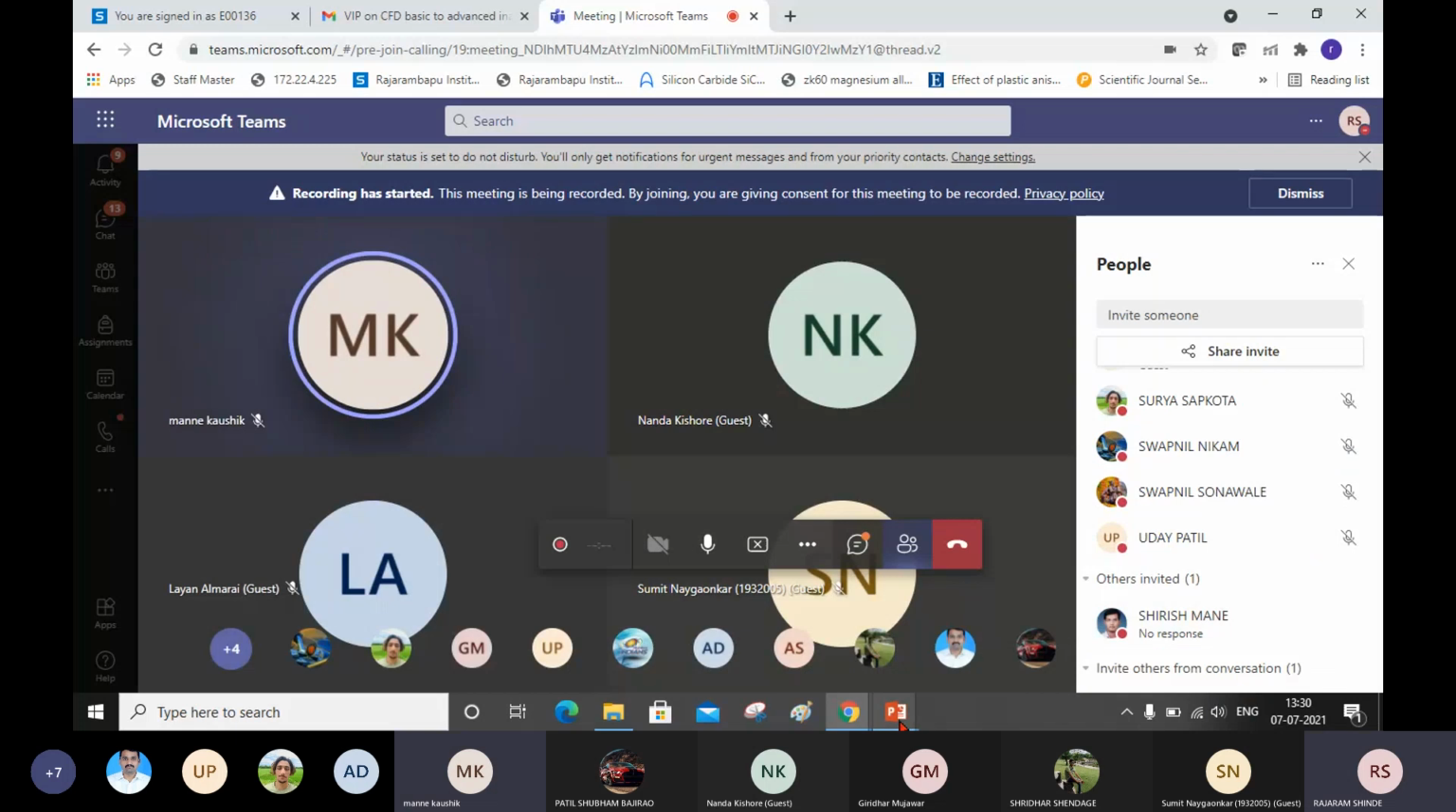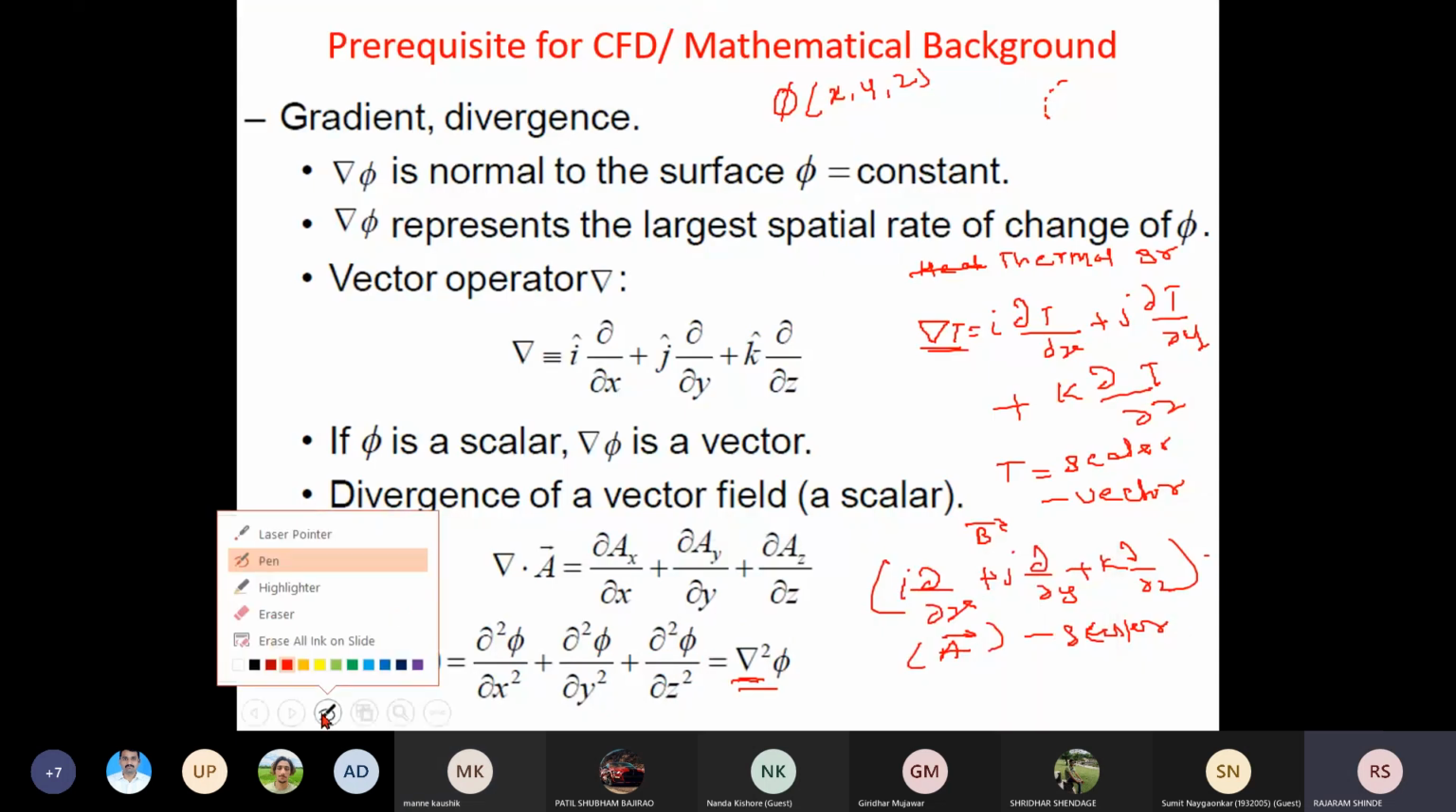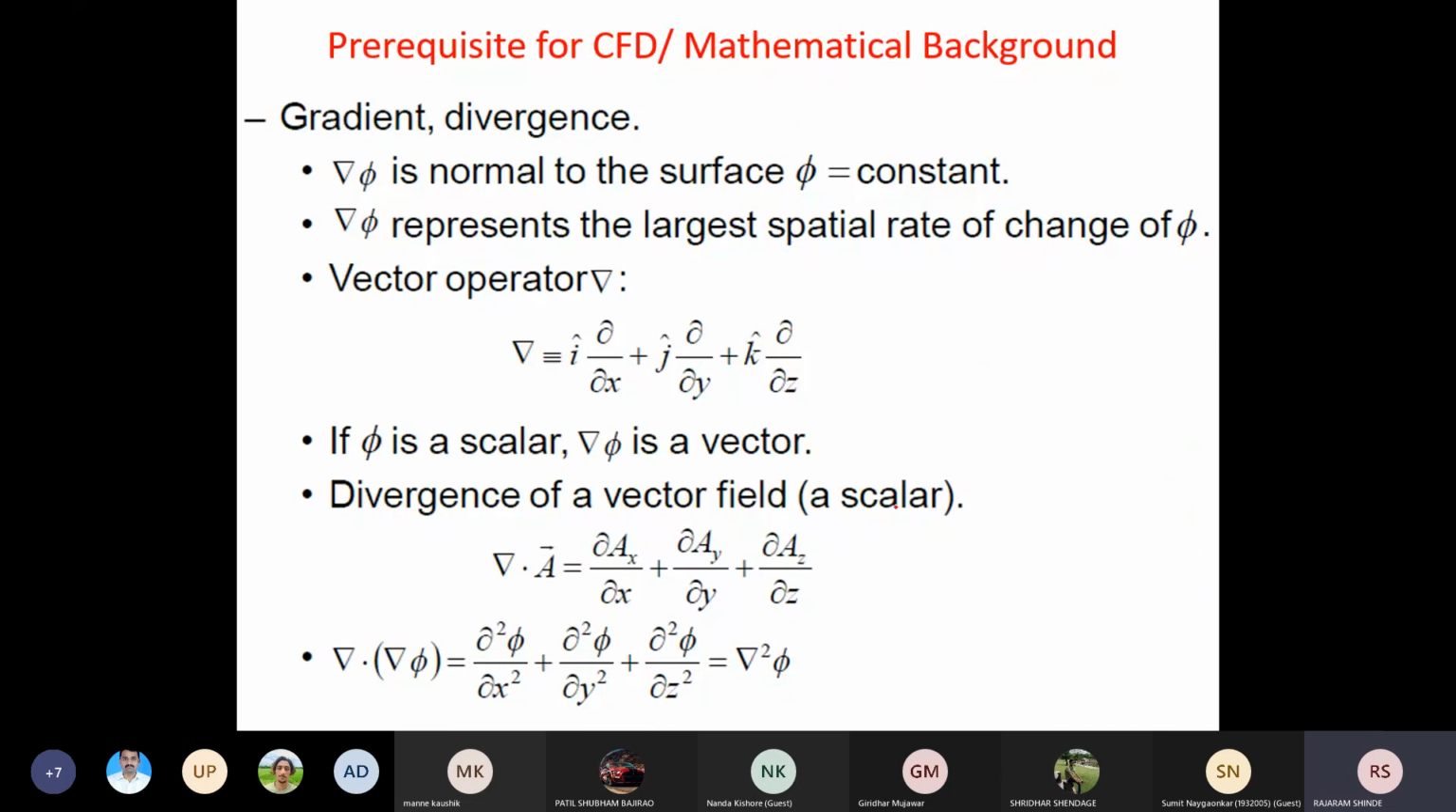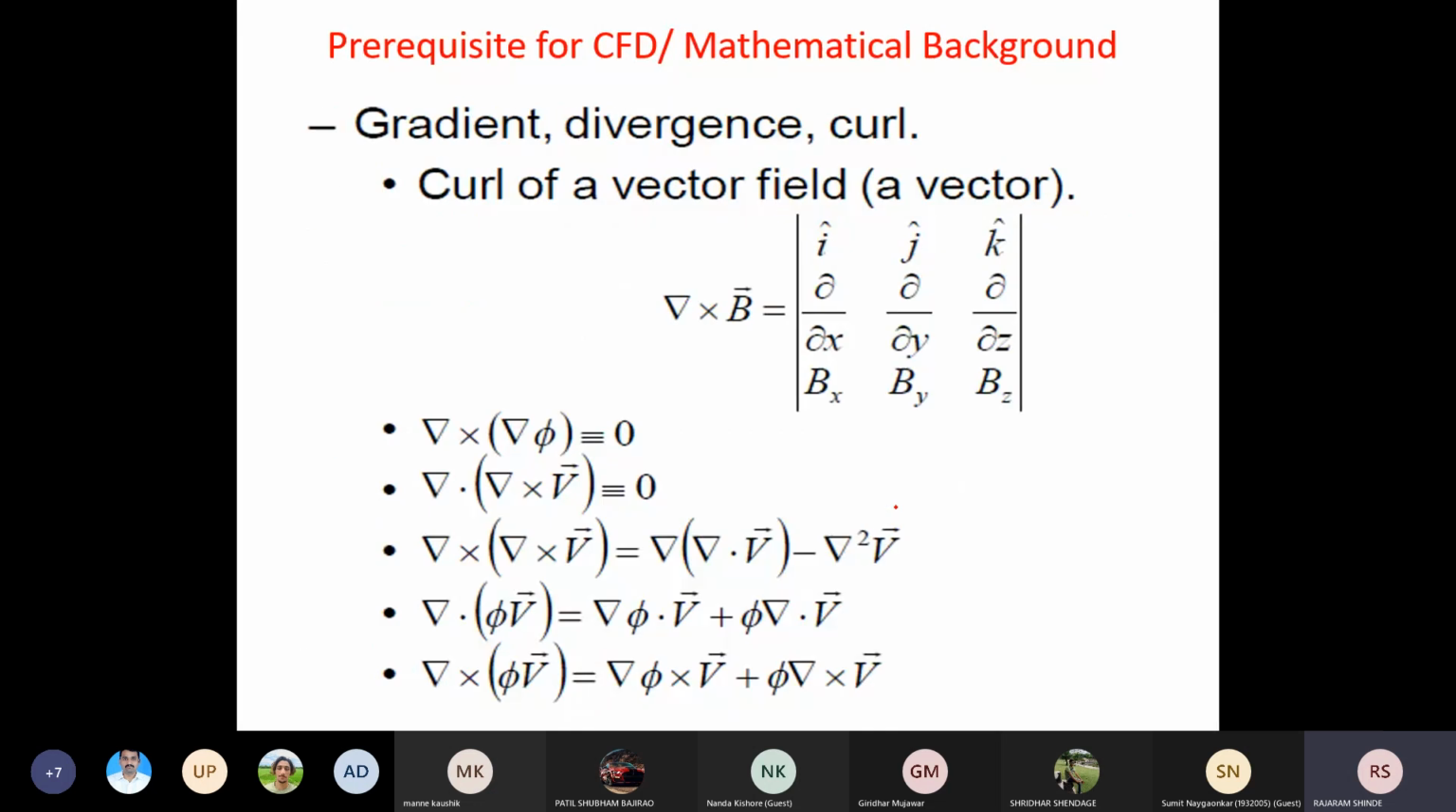Okay, I will move to the next. Now these are the mathematical equations required for your CFD or fluid dynamics equations. Again, some mathematical background is required. Next term is curl. I have covered gradient and divergence. Now curl of a vector is the del operator cross vector. That means the gradient cross vector is your curl.